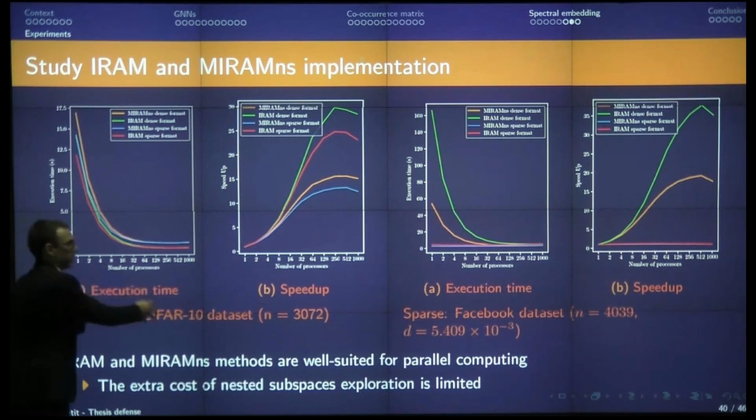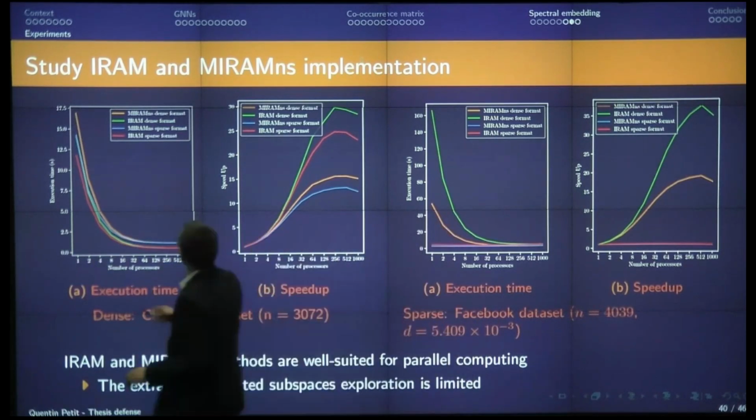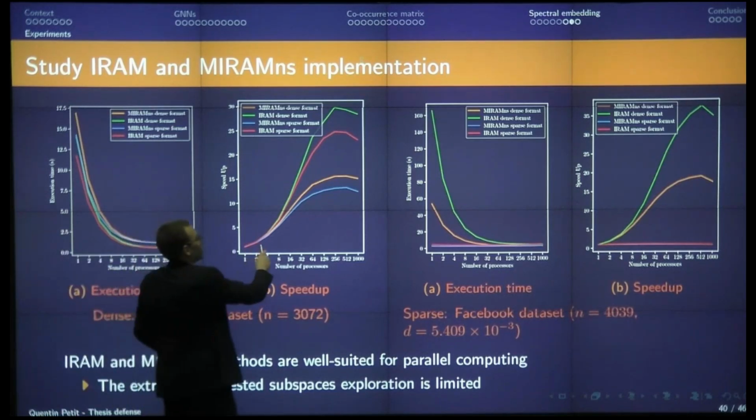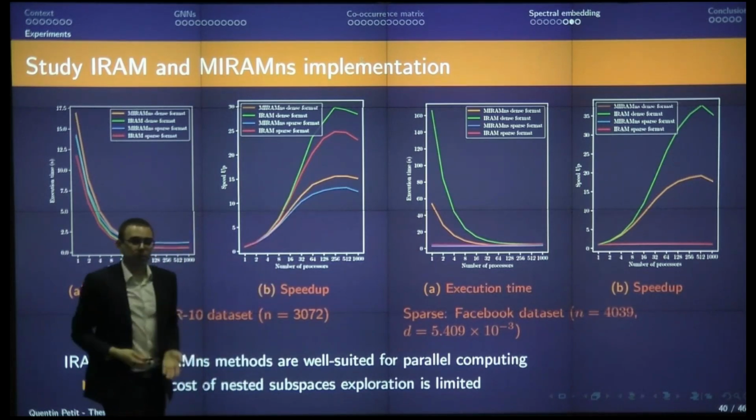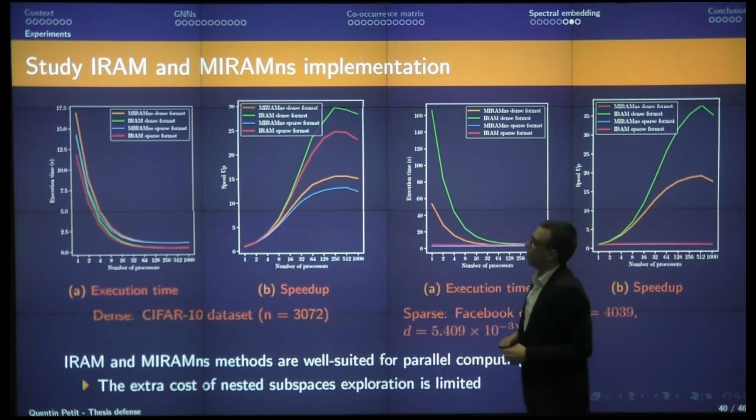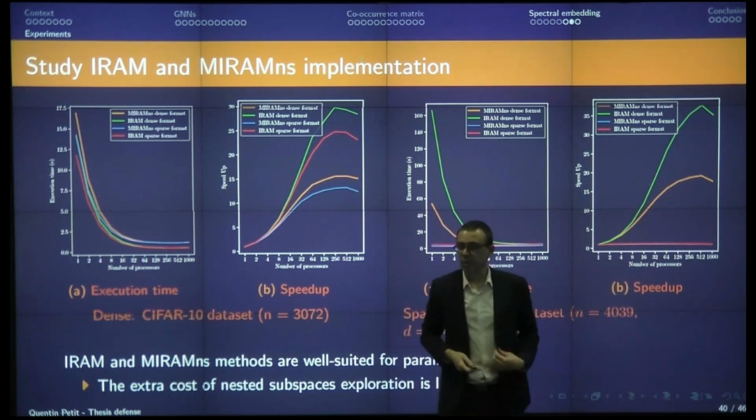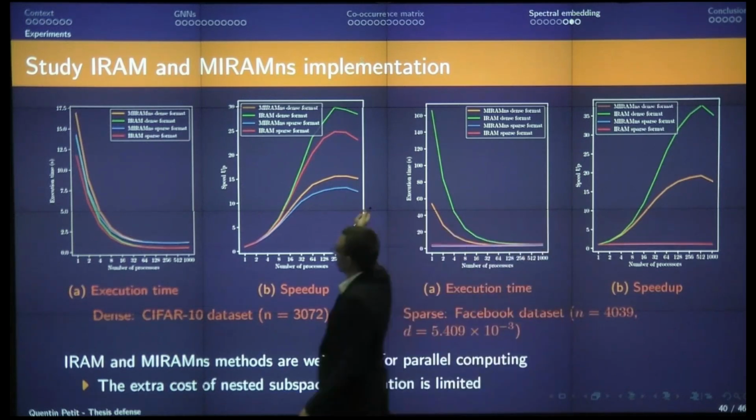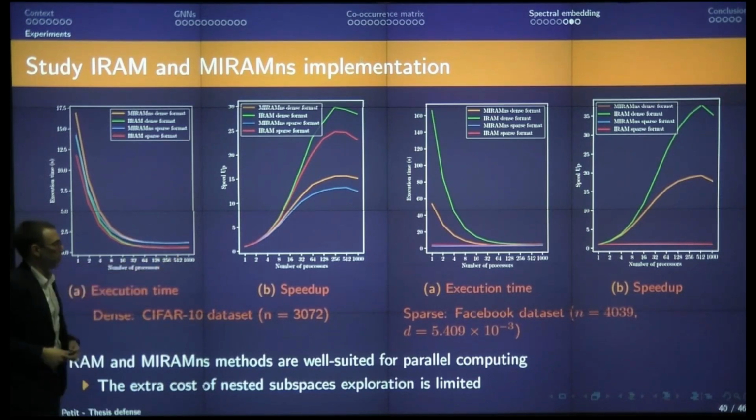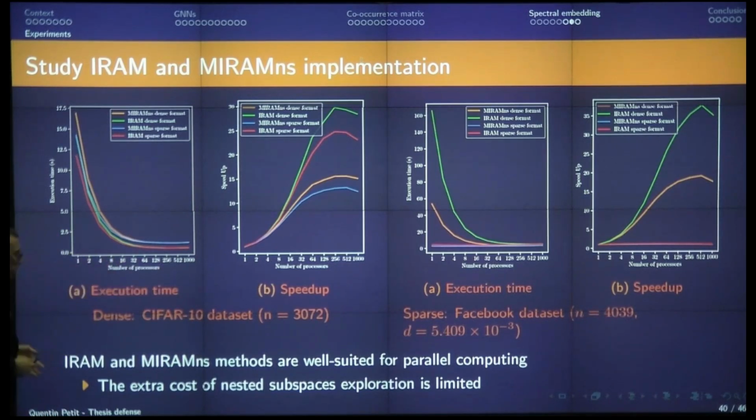Here we are looking at dense and sparse matrices, and we compare the MIRAM implementation and the IRAM implementation. We can say that we find a dominant eigenvector with MIRAM and it is well adapted for a distributed environment when we increase the number of processors. But we can see that IRAM has a more important speedup. This is because MIRAM needs to explore the different nested subspaces, and this exploration can only be done sequentially. So this has an impact on the speedup. But when we have enough computation cores, the impact on the execution time is relatively low.